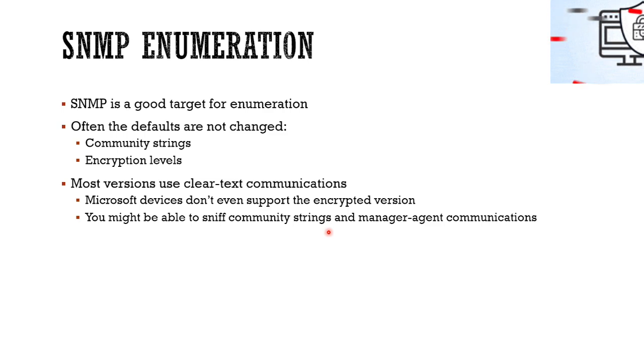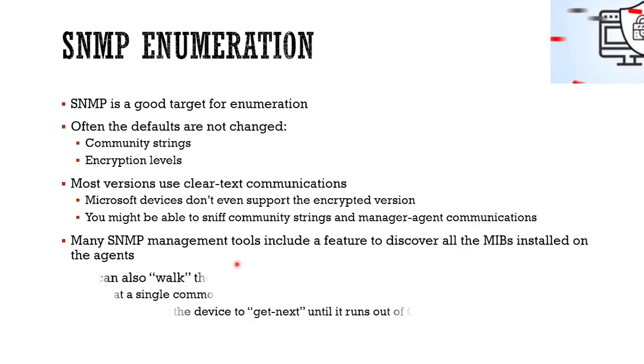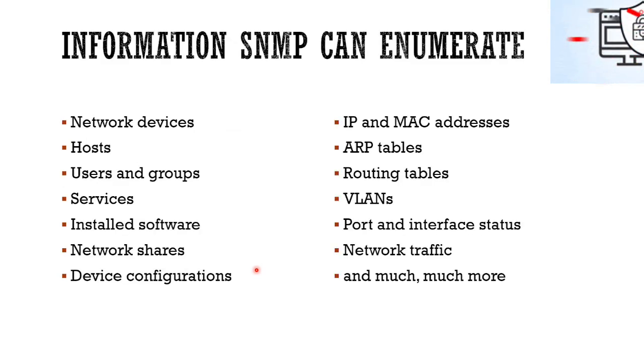There's all kinds of info we can enumerate from SNMP. We can get devices, hosts, users, groups, services. What software do you have installed? What shares do you have? What are your configs? IP and MAC addresses, ARP table, routing table, VLANs, port and interface status, network traffic, and oh, so much more. Security violations, DHCP leases. I mean, the list goes on and on and on.